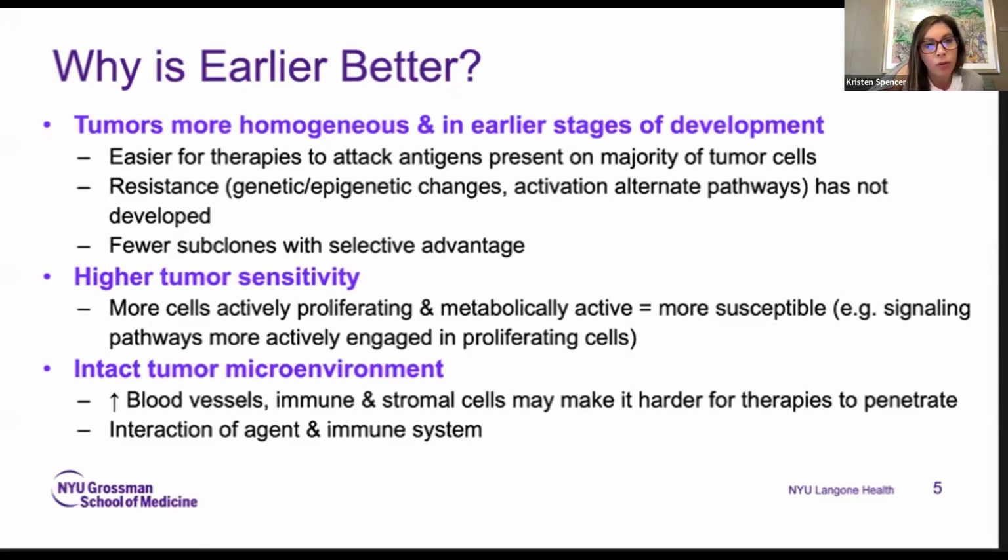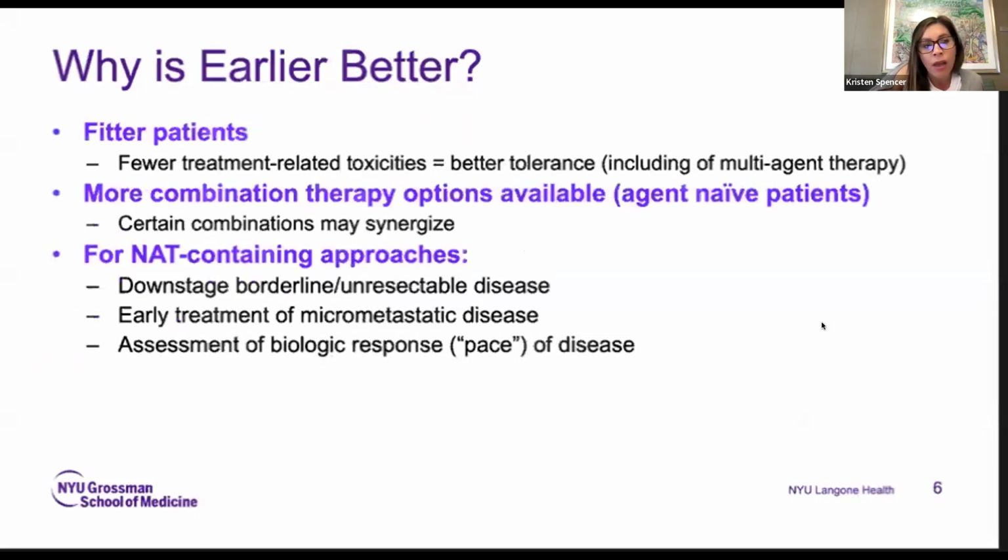Tumors are also more sensitive earlier in the stage of disease, and by that I mean particularly to our targeted therapies, with signaling pathways. We know that when more cells are actively proliferating, they're more metabolically active, and we know signaling pathways are more actively engaged in those cells. We also have an intact tumor microenvironment. So as tumors grow and progress, we have increased blood vessels, immune and stromal cells that often make it harder for our therapies to penetrate. And then there are, of course, often interactions between the agent and the immune system that are easier to manipulate in earlier stages. And practically speaking, earlier on, we have fitter patients.